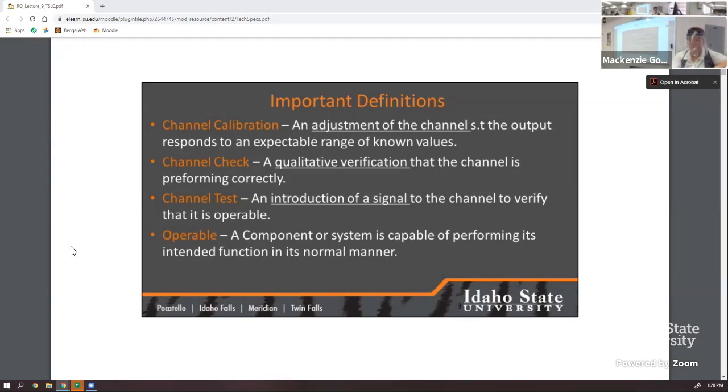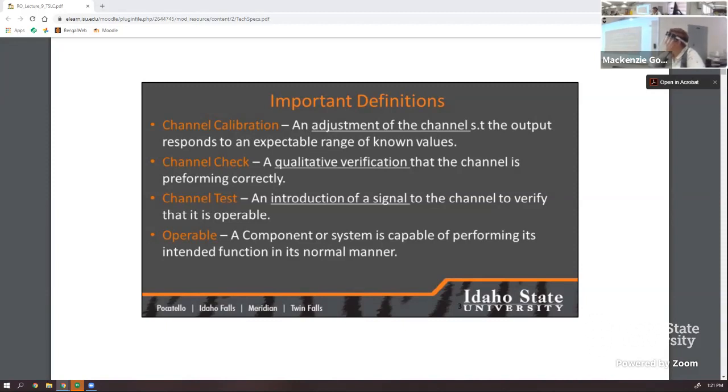That makes sense to those of you online? Any questions? How often do we go through this process? Is it every time, or is it occasionally? It will vary. Channel checks, you're going to have a list of channels that you have to check every time you start up, periodically at certain powers, and when you shut down.